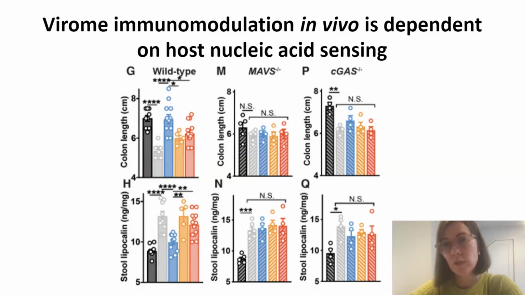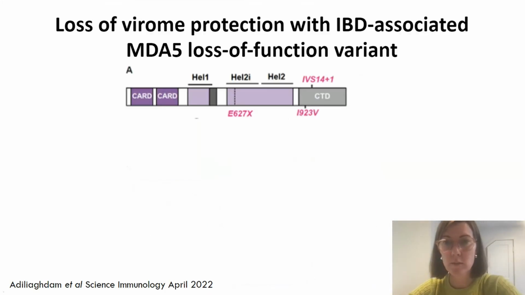So this is really strong evidence that the innate immune system is the key sensor of these viruses, both in health and disease. On the one hand, for any benefit of the healthy virome, you need sensing by the innate immune system, and for any inflammation triggered by the IBD virome, you need sensing by the host innate immune system.